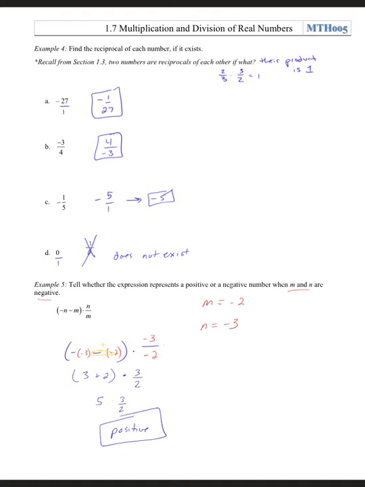So again, with these problems, it makes it easiest if you just substitute some values in that are appropriate to the problem and then simplify it from there.